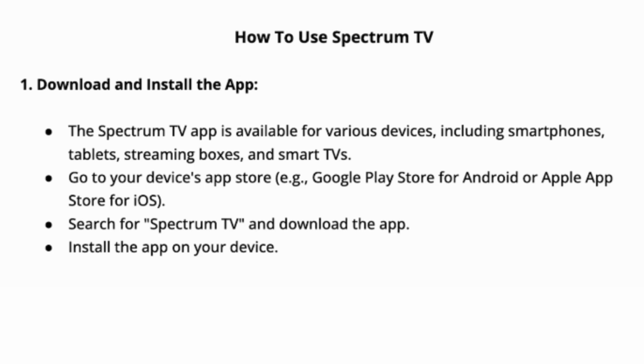How to use Spectrum TV. First, download and install the app. The Spectrum TV app is available for various devices including smartphones, tablets, streaming boxes, and smart TVs. Go to your device's App Store, Google Play Store for Android or Apple App Store for iOS, search for Spectrum TV and download the app. Install the app on your device.